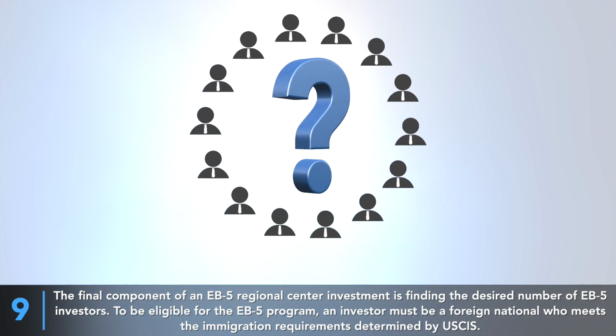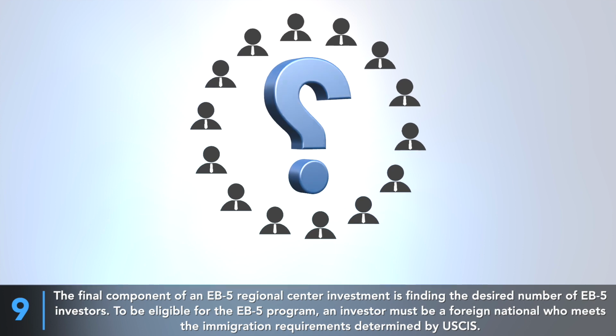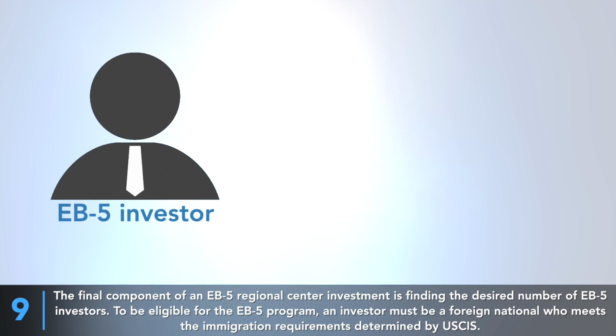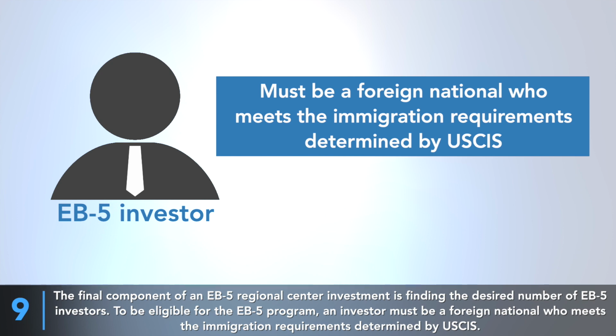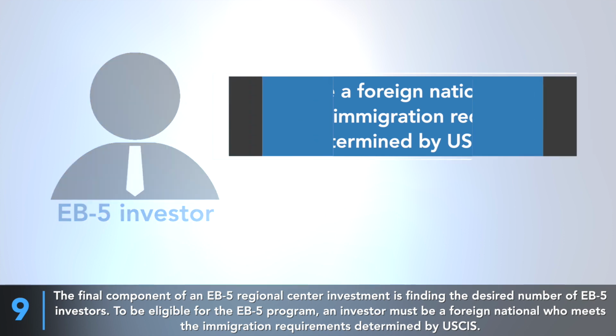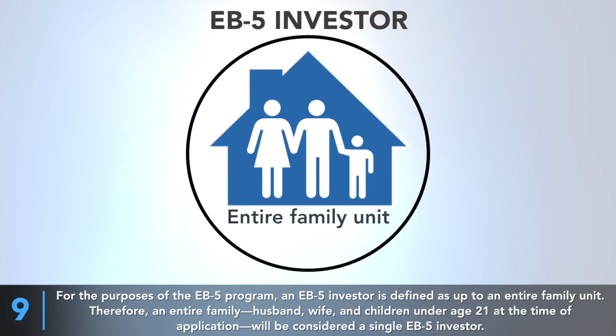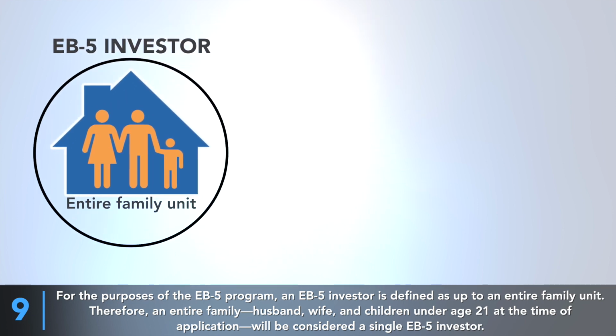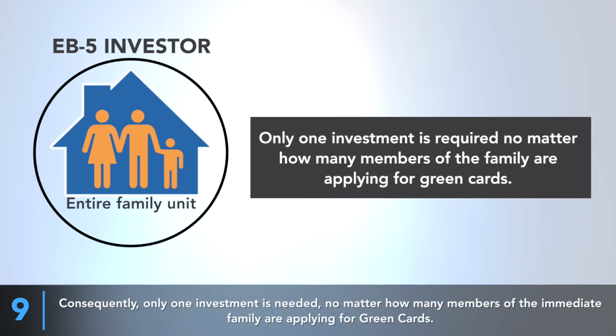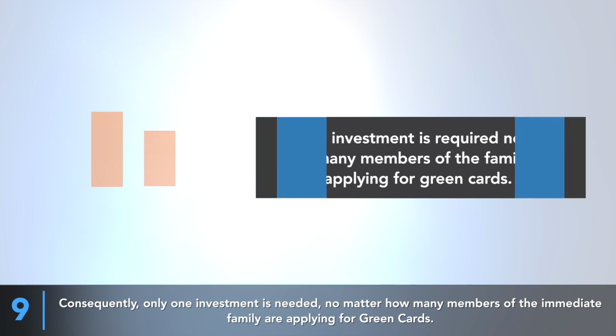9. EB-5 investor requirements. The final component of an EB-5 regional center investment is finding the desired number of EB-5 investors. To be eligible for the EB-5 program, an investor must be a foreign national who meets the immigration requirements determined by USCIS. For the purposes of the EB-5 program, an EB-5 investor is defined as up to an entire family unit. Therefore, an entire family, husband, wife, and children under the age of 21 at the time of application will be considered a single EB-5 investor. Consequently, only one investment is needed, no matter how many members of the immediate family are applying for green cards.